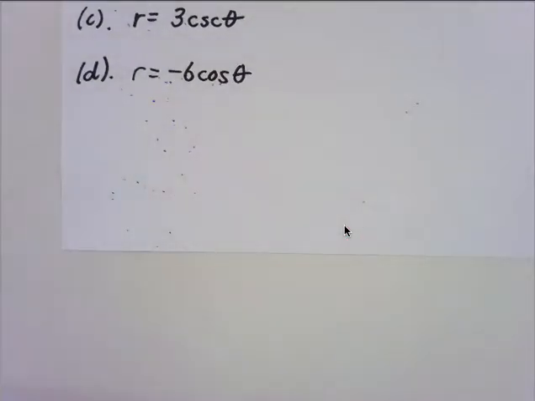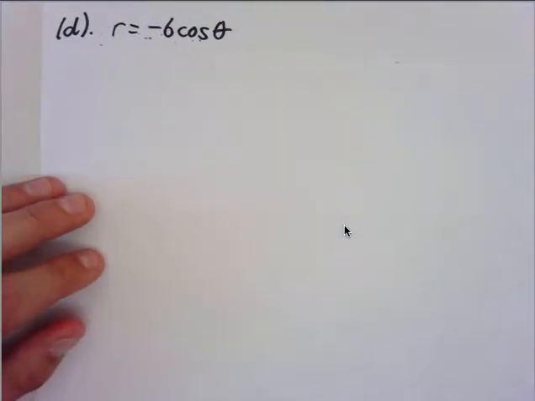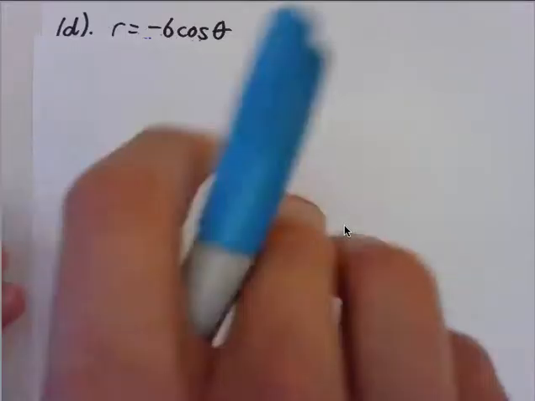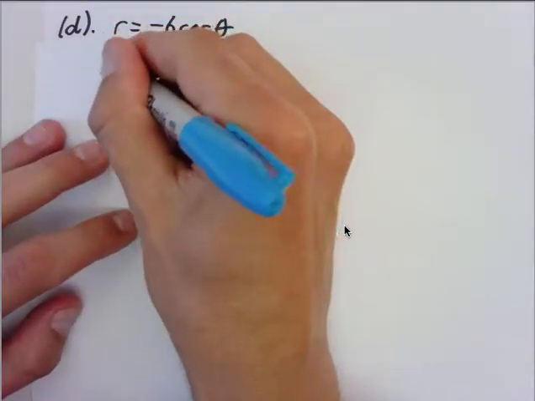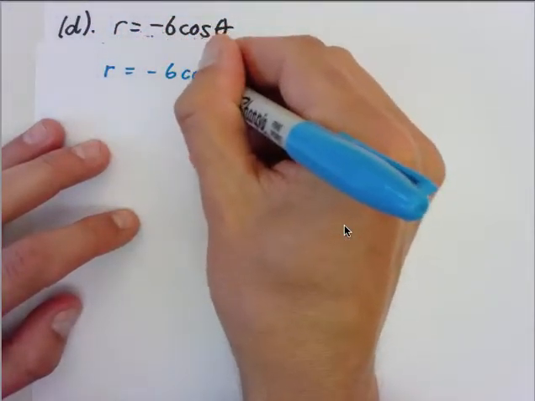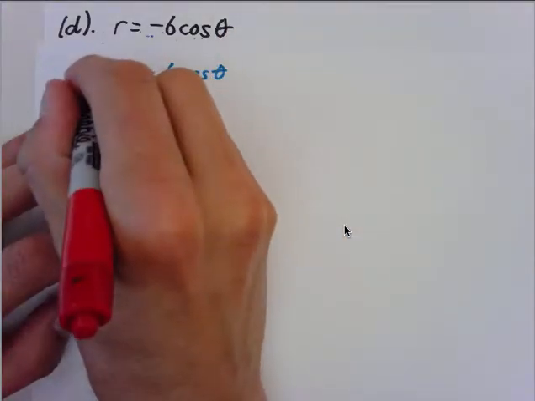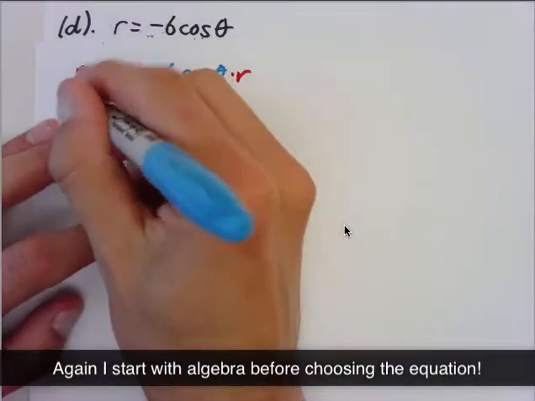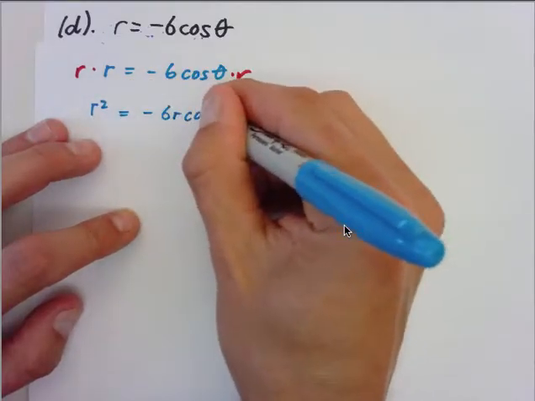And now on to our last, but certainly not least, let's write r equals -6 cosine of theta in rectangular form. So this one's a little more challenging, and we save the best for last. So we're going to go ahead and just rewrite this. r equals -6 times the cosine of theta, and I'm going to multiply each side by r. Now we're going to have r squared equals -6r cosine theta.